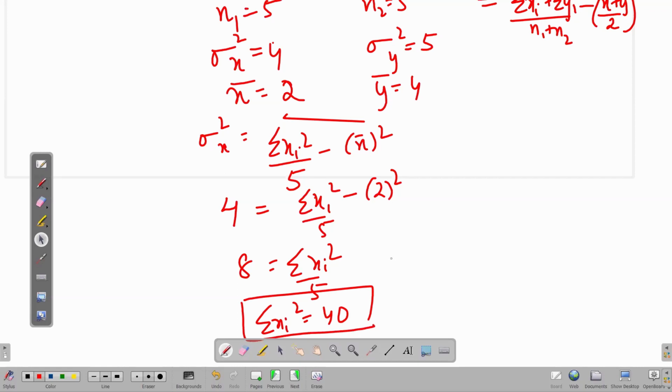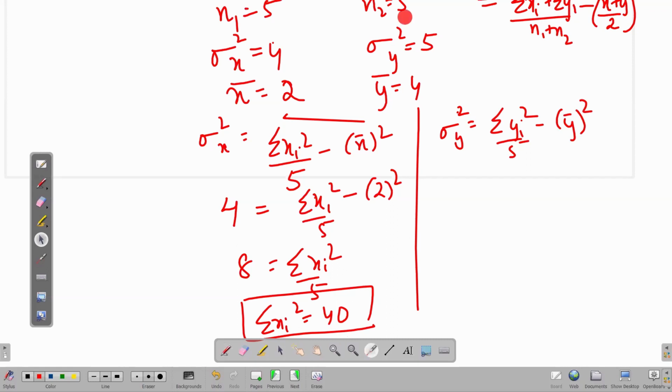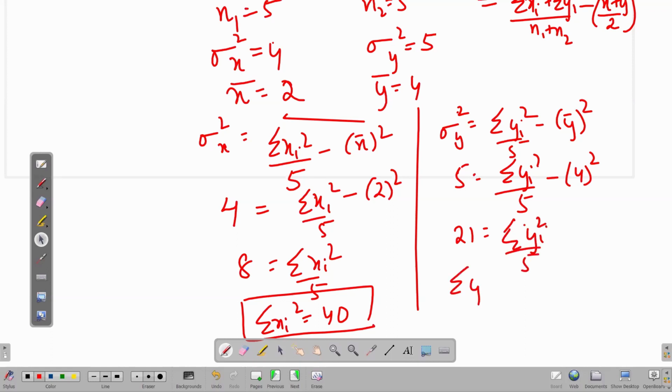And for the second data, my formula is sigma yi square upon 5 minus y bar whole square. The variance is given to us as 5, so I replace it by 5. This is sigma yi square upon 5 minus y bar, that is 4, and this comes out to be 4 square, 16, plus 5, 21, equals sigma yi square upon 5. Sigma yi square is 105.